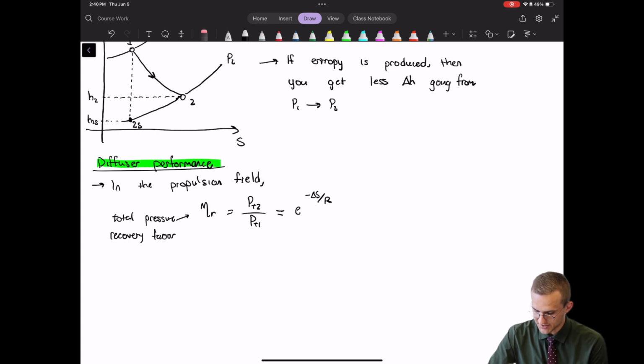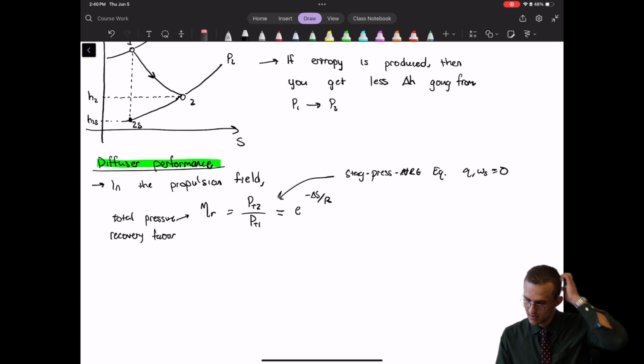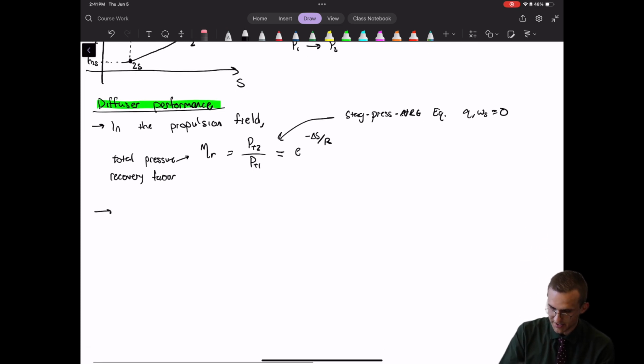I should say, this holds from the stagnation pressure energy equation when Q and WS are equal to 0, right? So that's when you get this equivalence here. But something that Zucker and Biblarz do is they actually try to define a diffuser efficiency, an actual diffuser efficiency.